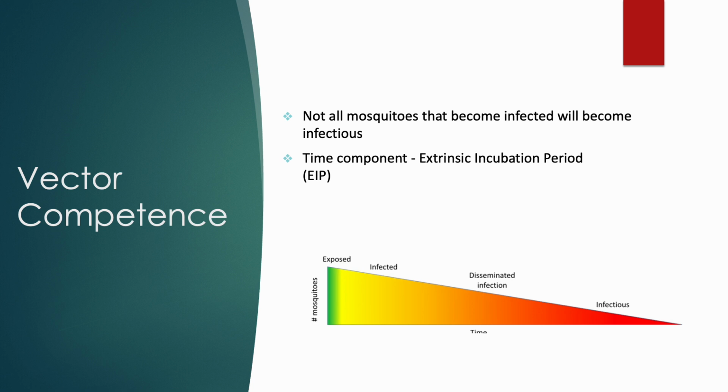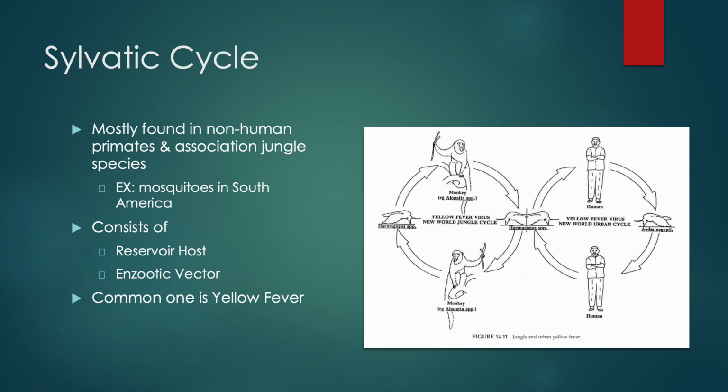Moving on to the cycles component. There is something called a sylvatic cycle. A disease associated with this is yellow fever virus, which is maintained in the sylvatic cycle. Sylvatic derives from a word that translates to jungle. This is because it's mostly found in non-human primates and their association with so-called jungle species, for example mosquitoes in South America.